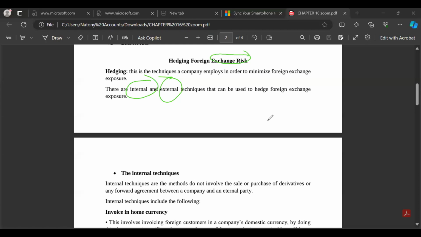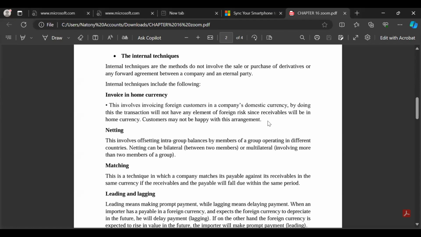The internal technique does not require the use of financial contracts. It does not require financial contracts or the use of derivatives. The internal techniques are as follows. The first is invoicing in the home currency.